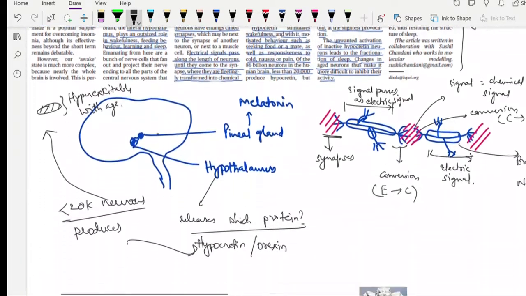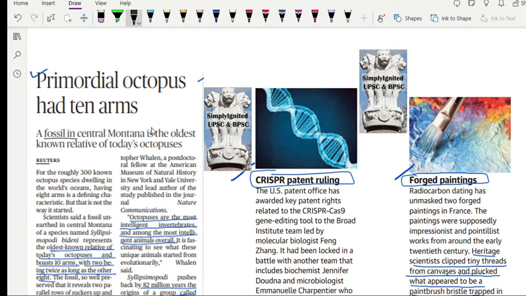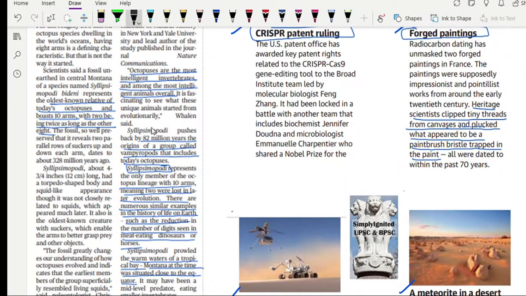There's nothing there. There was this primordial octopus. Okay, a fossil has been found from Montana. The oldest relative of today's octopus has 10 arms. So the rest two arms were lost in the evolutionary process. Okay, so just give it a read. It is very easy. Oldest known relative of today's octopus boasts 10 arms, and two were twice as long as the other 8. Okay, it was 82 million years ago when a group called vampyropod that included today's octopus, right?